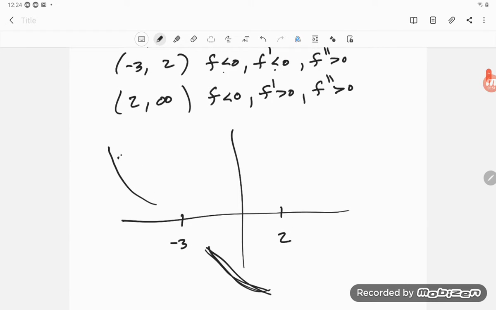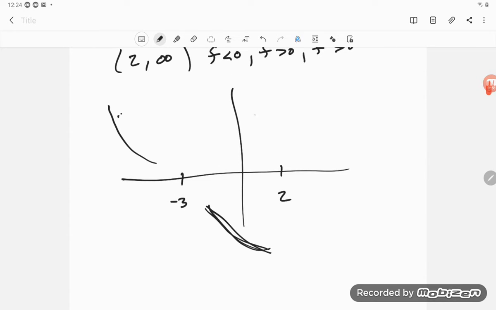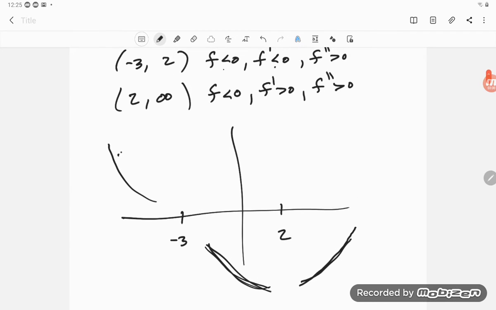So now this says 2 to infinity. As I draw that, it's negative, increasing, concave up. Maybe I look at something like that and I think, well, that probably can't go all the way to infinity like that, because it looks like it would head out like that. So this is the best I can do with the information I have, though.